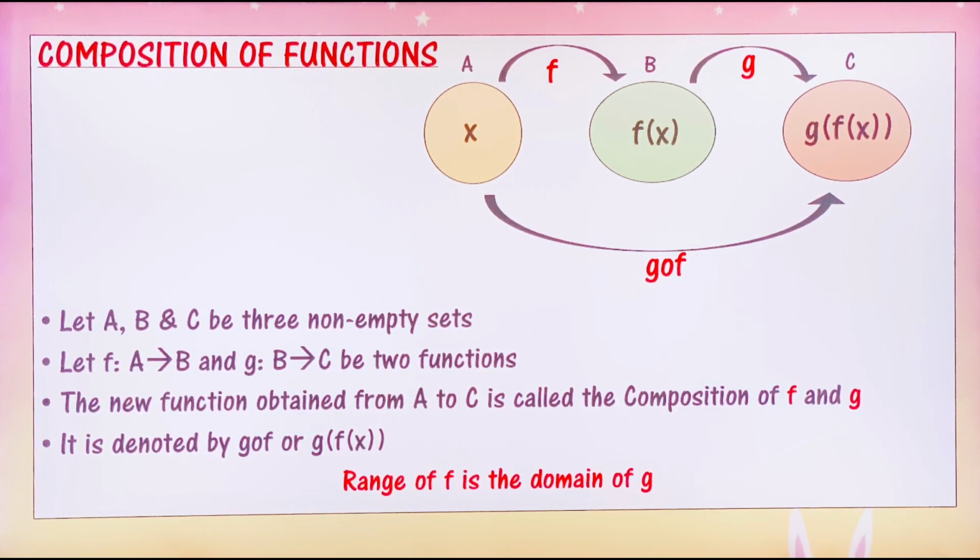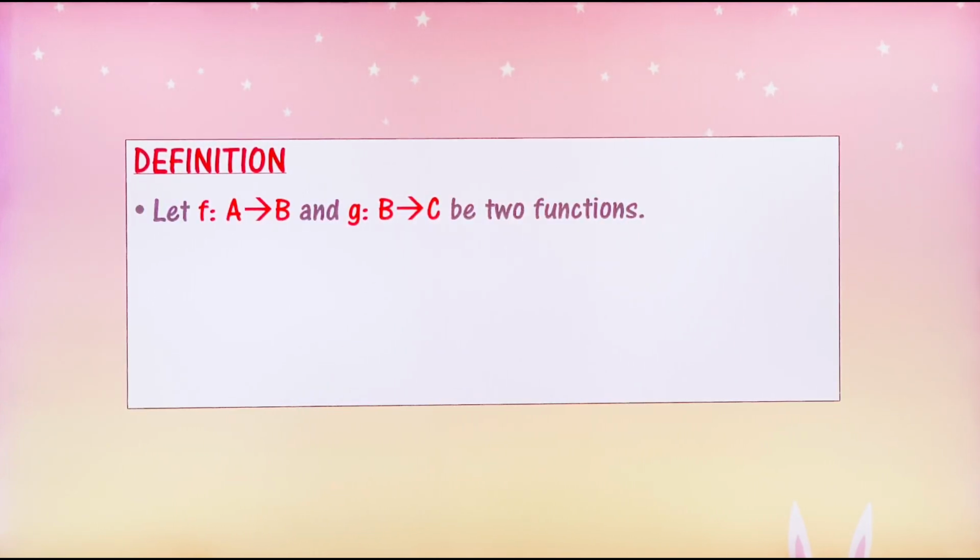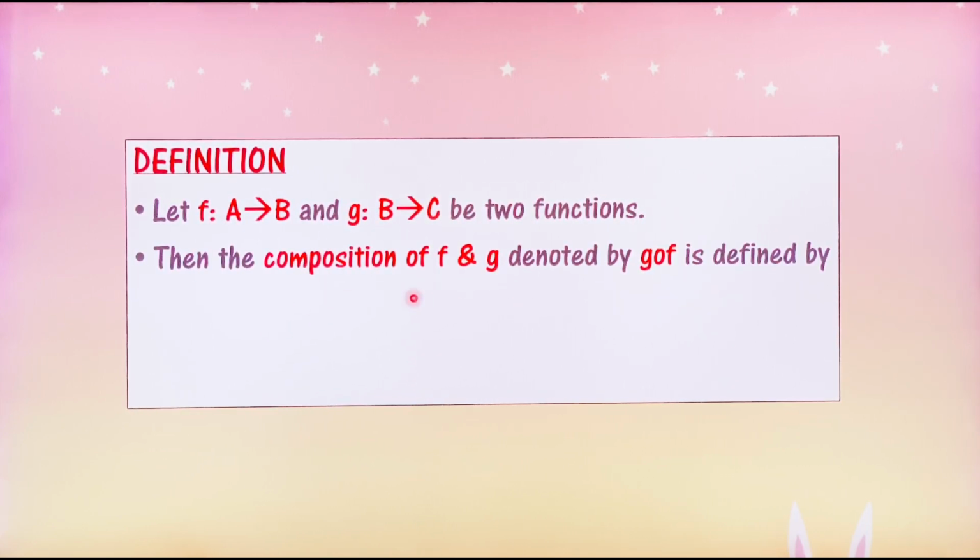Let us formally define. Let f from A to B and g from B to C be two functions. Then the composition of f and g denoted by g circle f is defined by (g circle f)(x) equals g of f(x) for every x element of A.